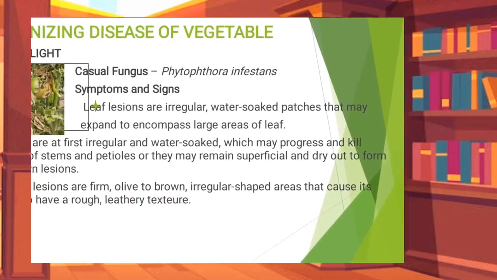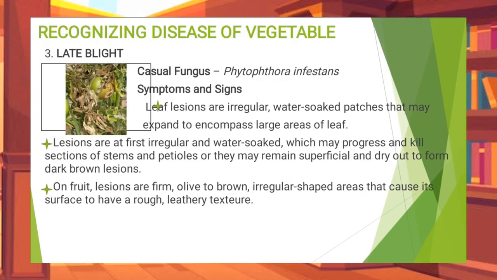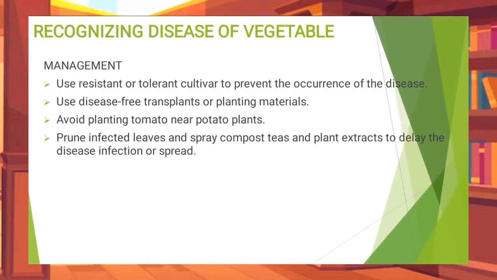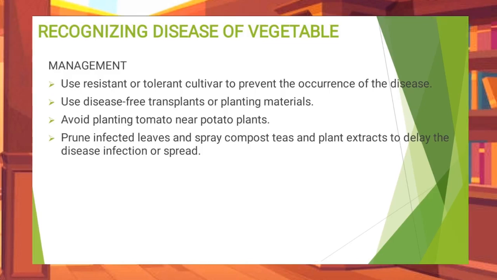So, number 3, late blight. Causal fungus. Symptoms and signs: leaf lesions are irregular, water-soaked patches that may expand to encompass large areas of leaf. On fruit, lesions are firm, olive to brown, irregular shaped areas that cause its surface to have a rough, glittery texture. How to manage that? Use resistant or tolerant cultivar to prevent the occurrence of the disease. Use disease-free transplant or planting materials. Then, avoid planting tomato near potato plants.